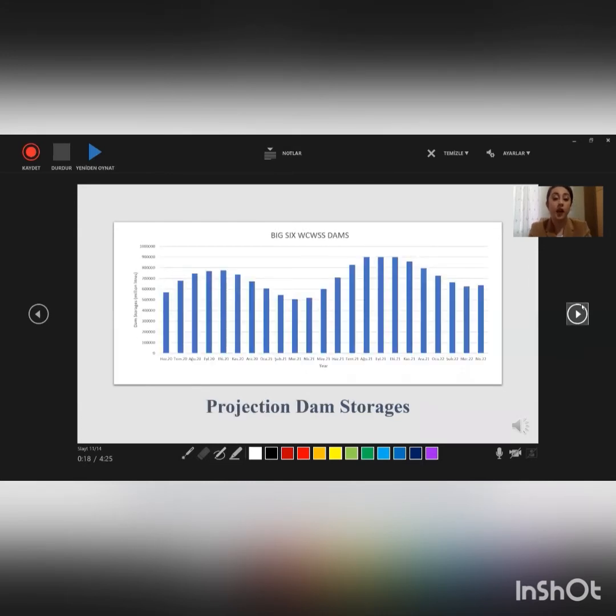Now we see our projection dam storage. In 2020, the amount of water in the dams is rising, and in 2021, it will accommodate more water.